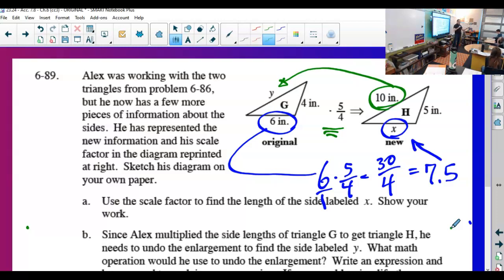So instead of dividing by 5/4, we could multiply by 4/5. If you're going the opposite direction, just use the reciprocal and we can still multiply. Thank you, guys. So that'd be 40 over 5, 8? Yes.